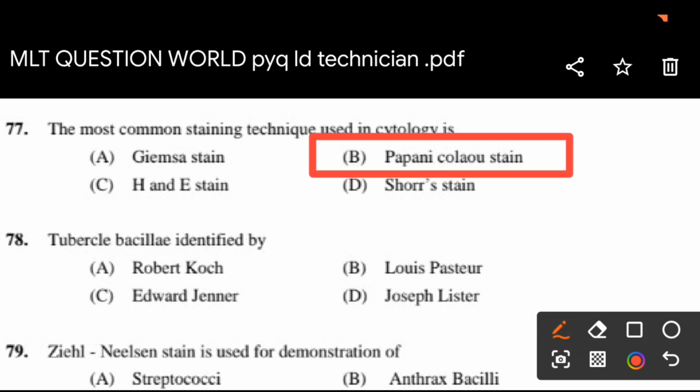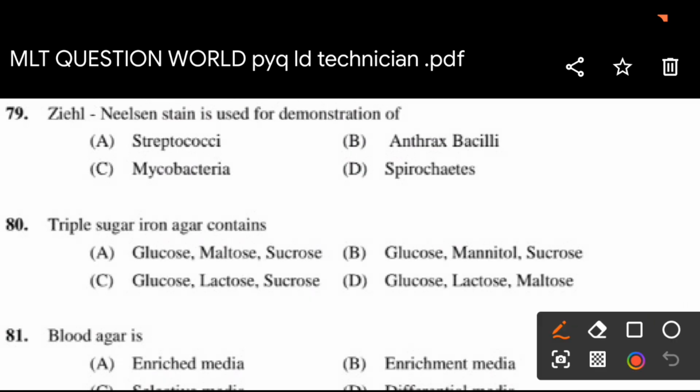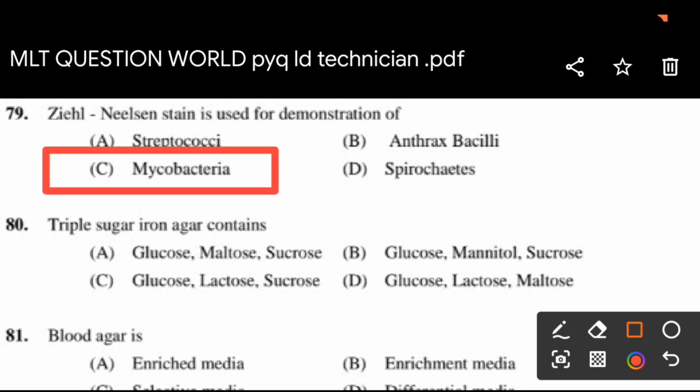Next one. Tubercle bacilli identified by Robert Koch, Louis Pasteur, Edward Jenner, Joseph Lister. Right answer is Robert Koch. Next one. Ziehl-Neelsen stain is used for the demonstration of Streptococci, Anthrax bacilli, Mycobacteria, Spirochete. Right answer is Mycobacteria.